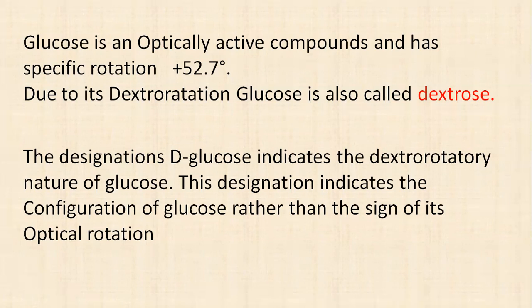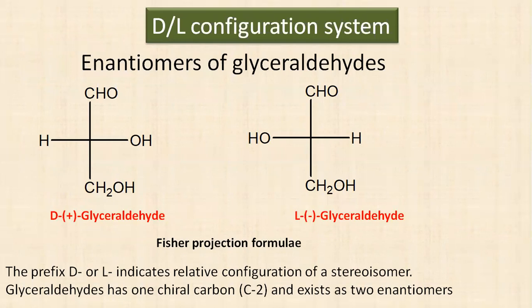The designation D-glucose does not simply indicate the dextro-rotatory nature of glucose. The designation indicates the configuration of glucose rather than the sign of its optical rotation. See here, we can better understand that concept by the DL configuration system. These are the enantiomers of glyceraldehyde. See, this is the glyceraldehyde carbon, one carbon here which is bonded to the aldehyde group, CH2OH, H and OH. So the OH group is present at the right side with respect to the CH2OH group.